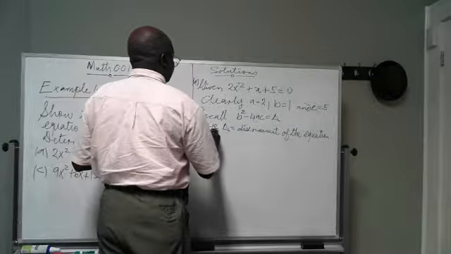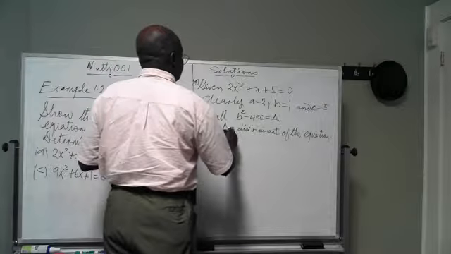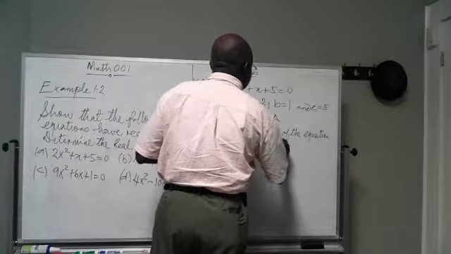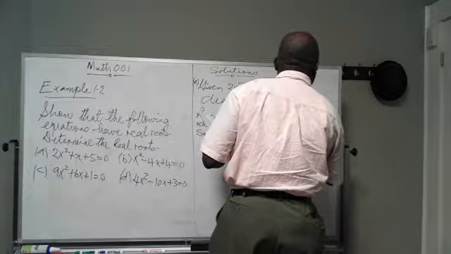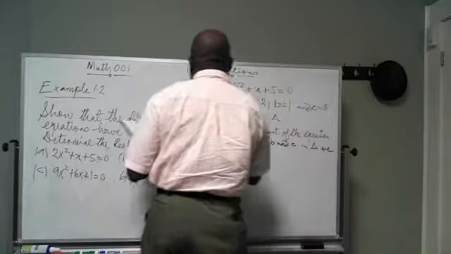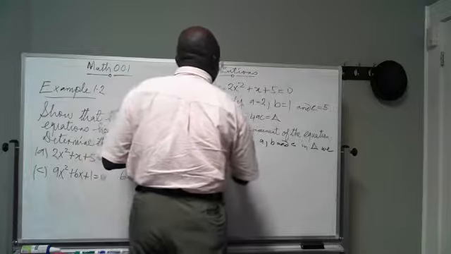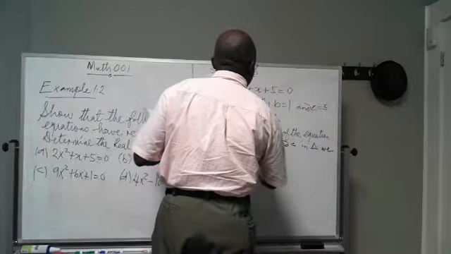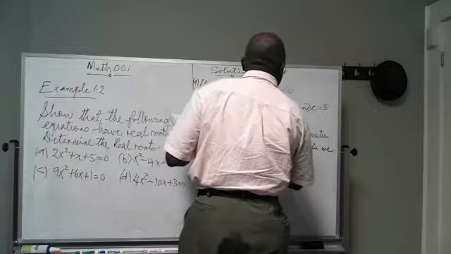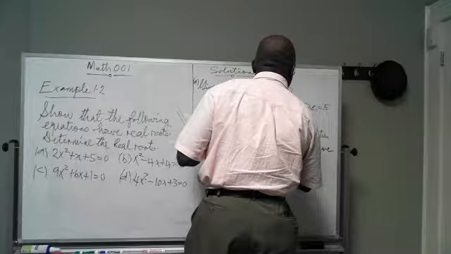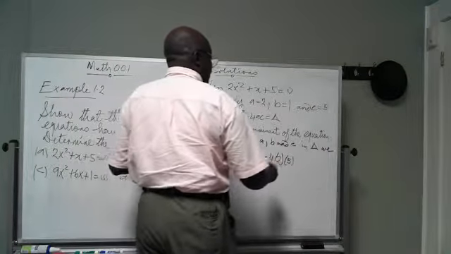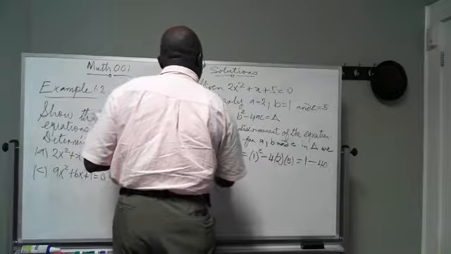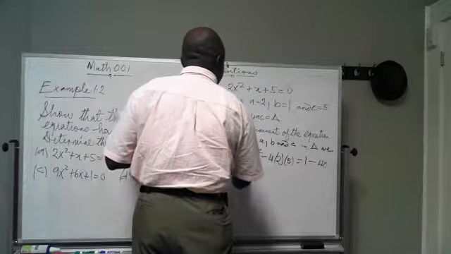Substituting for A, B, and C in delta, we have delta equals 1 squared minus 4 into 2 into 5, which is equal to 1 minus 40, so delta equals minus 39.